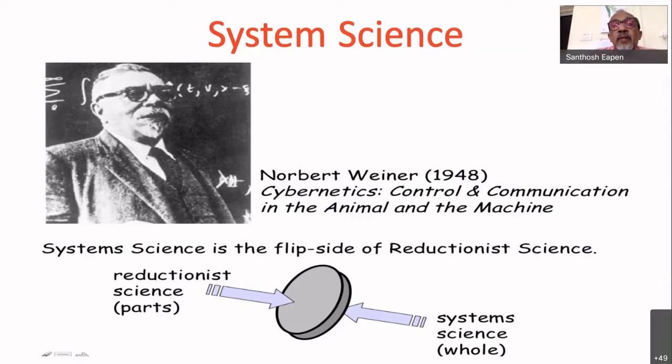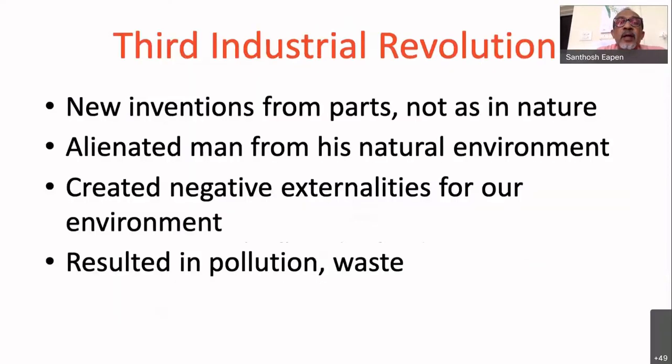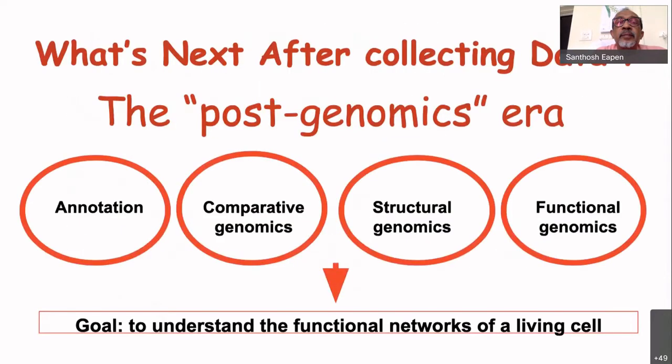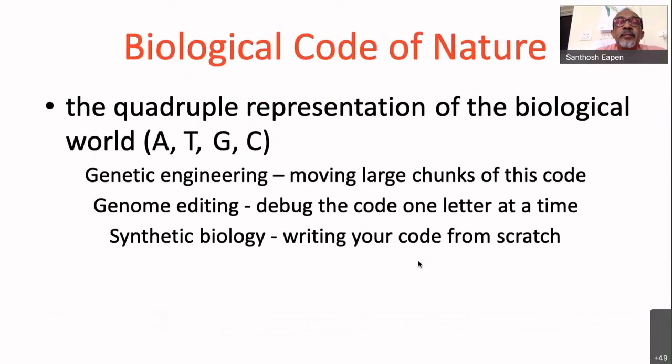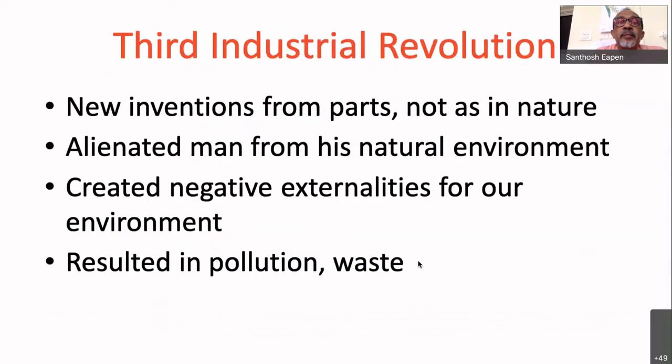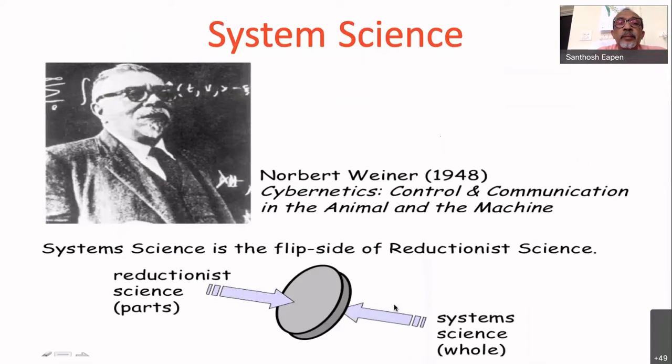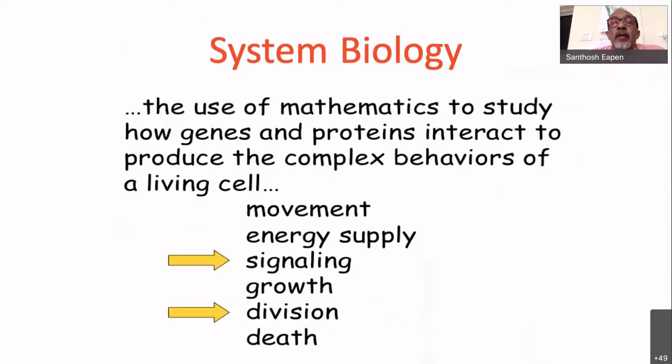So this systems science, the term was coined way back in 1948 by Norbert Wiener. And from that, now we speak about systems biology, where you have a lot of usage of mathematics to study how genes and proteins interact to produce the complex behaviors of a living cell.